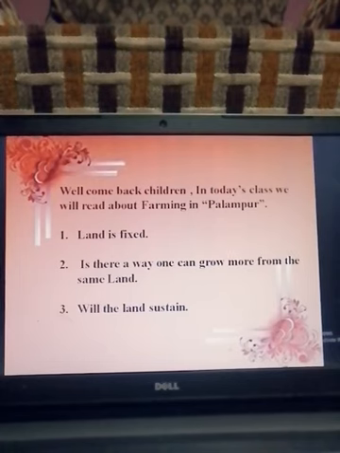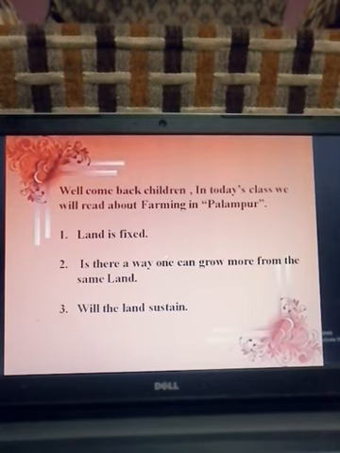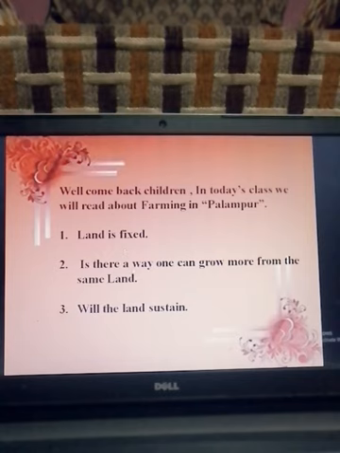And in today's class, we are going to discuss farming in Palampur. And in that, there are three things which we are going to study today. So, the first one is land is fixed. Is there a way one can grow more from the same land? And will the land sustain? So, these three things are connected to the land itself.